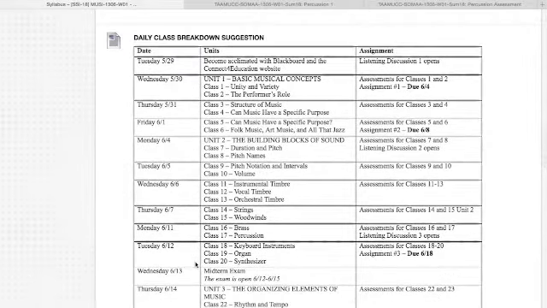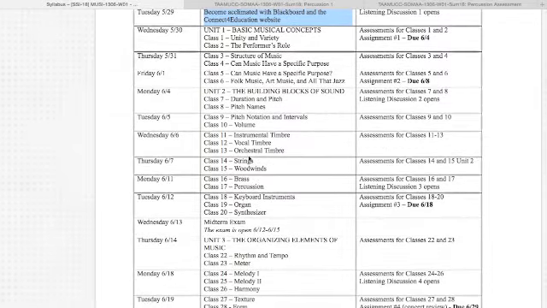Here's the structure if you want to follow it. The first class day is next Tuesday. I gave that as a day to get yourself acclimated with the website and with Blackboard. After that, it's pretty much 2 classes a day, sometimes 3. You can see when the assignments are given and when they're due. So I tried to spread them out.